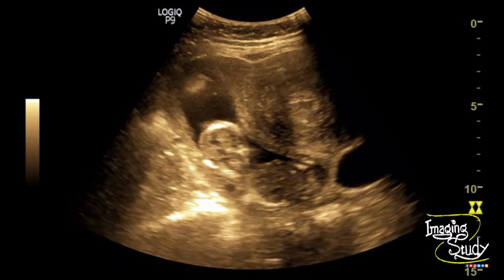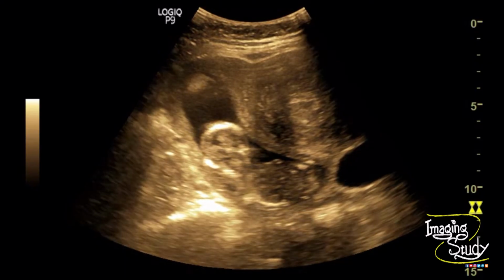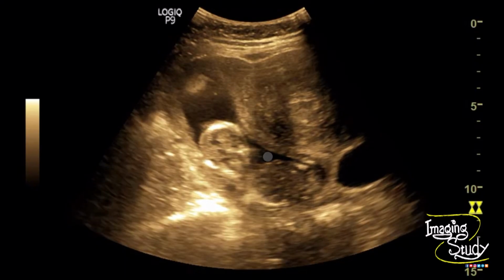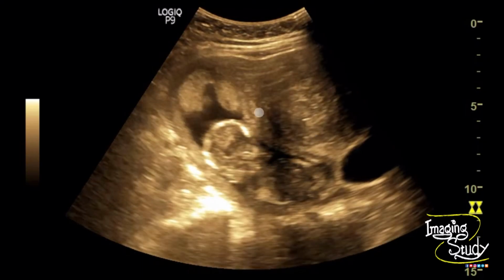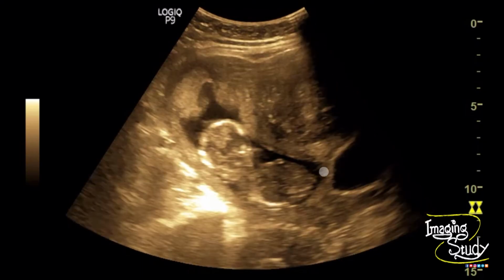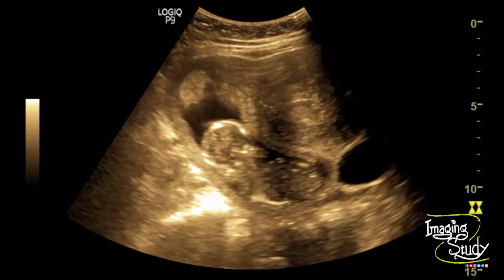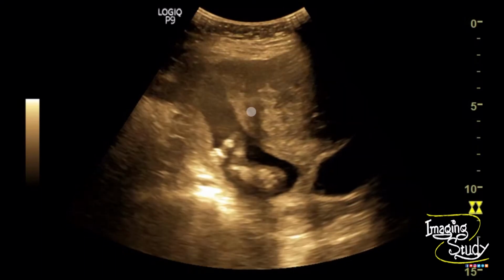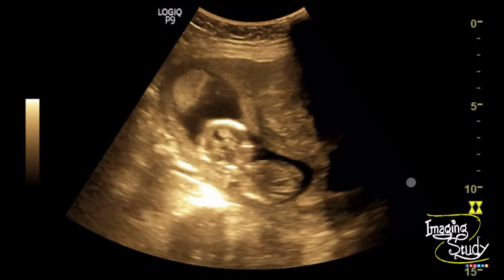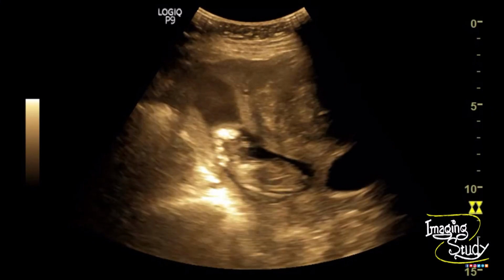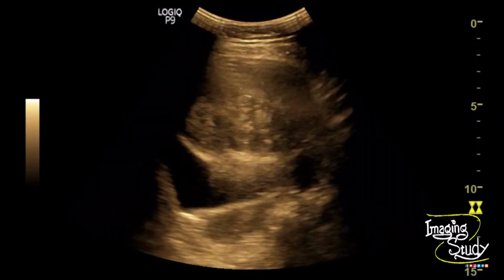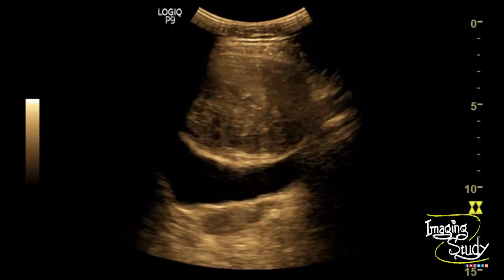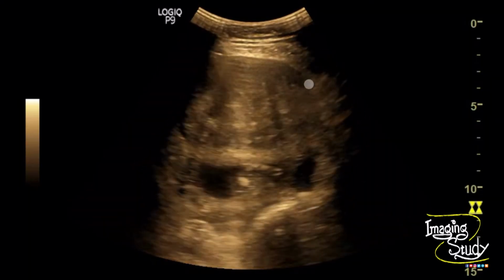Here's the longitudinal section of the uterus showing the fetus is compressed by a heterogeneous mass at the anterior myometrium, causing compression over the gestational sac and its contents. The heterogeneous echotexture of this fibroid suggests degenerative process within the lesion.